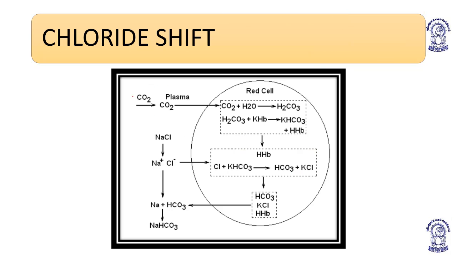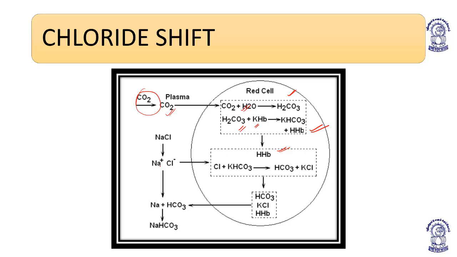You can see the CO2, plasma, red blood cell, H2CO3. H2CO3 forms KHb. KHb simply means that potassium is present in the hemoglobin. This potassium combines with H2CO3 to form KHCO3, potassium bicarbonate, and reduced hemoglobin is formed.